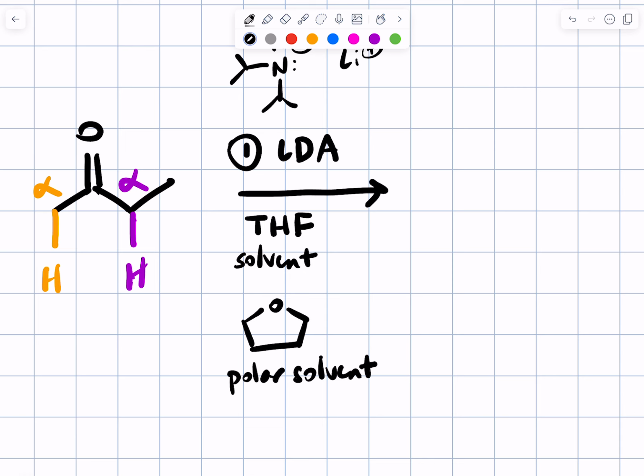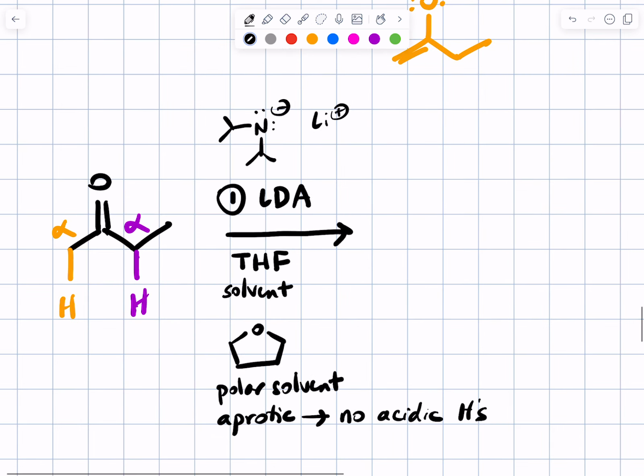So THF is a polar solvent. Importantly, it is aprotic, meaning it has no acidic protons. Why would you not want to have acidic protons in your solvent? Because LDA is a very strong base. That's a very silly and expensive mistake to make, right? Your base is consumed before it even sees the reactive material. So polar aprotic solvents are good for dissolving ions, but not protonating bases.